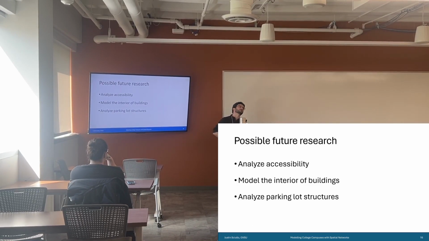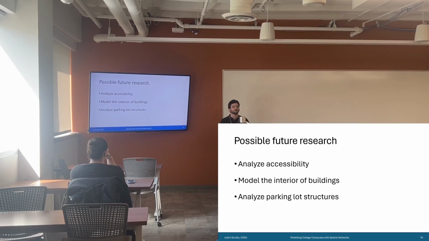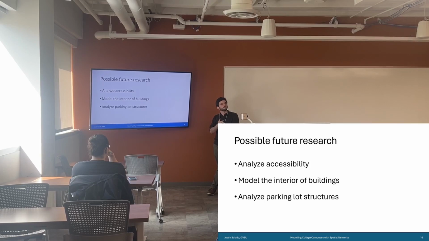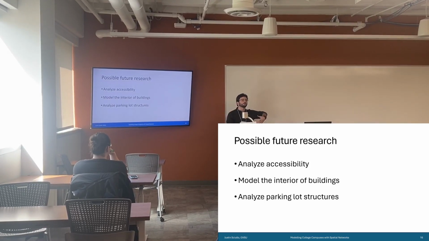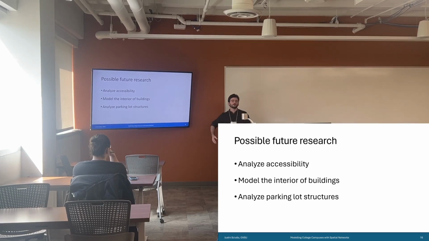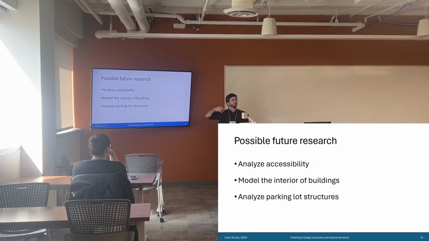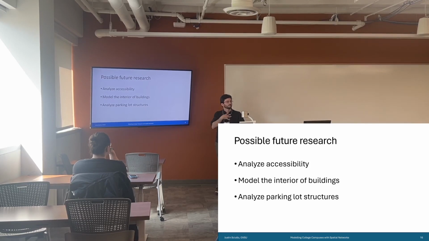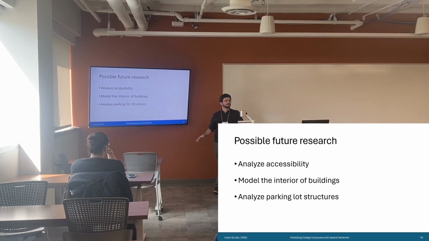For future research, I would really want to look at accessibility, seeing how our model changes based off of how people travel around campus. Let's say that there's a person who uses a wheelchair. How is their path going to be different than a person who can walk a lot more easily around campus? Maybe my most efficient path is not the same as theirs.